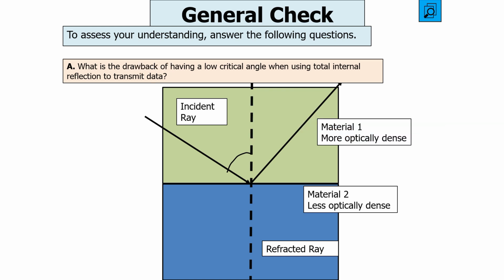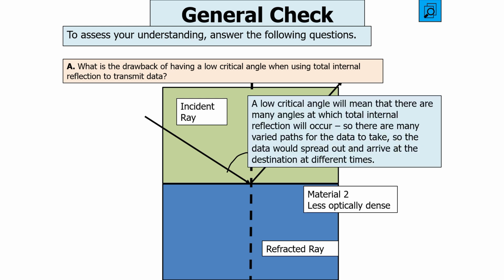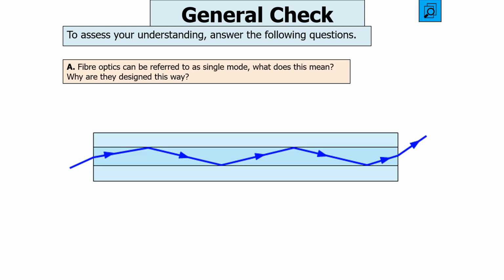What is the drawback of having a low critical angle when using total internal reflection to transmit data? Pause the video now, then unpause the video when you want to go through your answer. A low critical angle will mean that there are many angles at which total internal reflection will occur, so there are many varied paths for the data to take, so the data would spread out and arrive at the destination at different times.